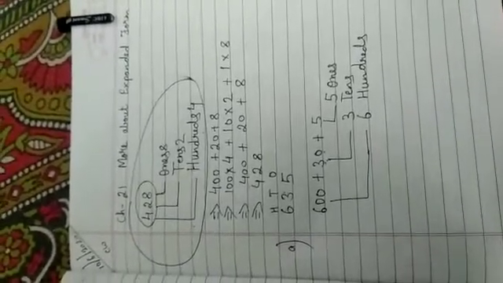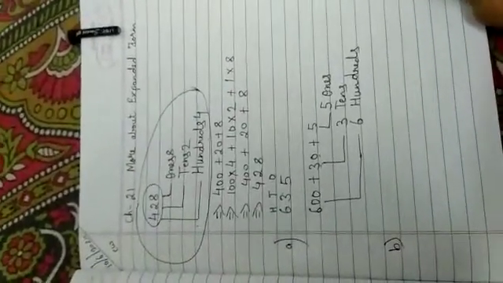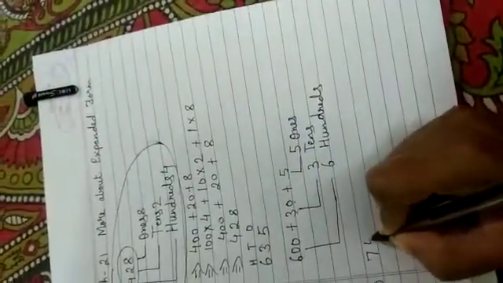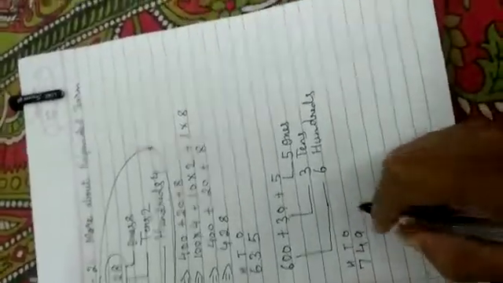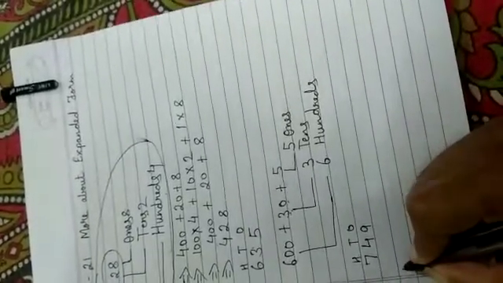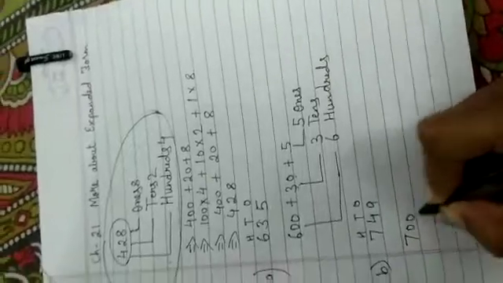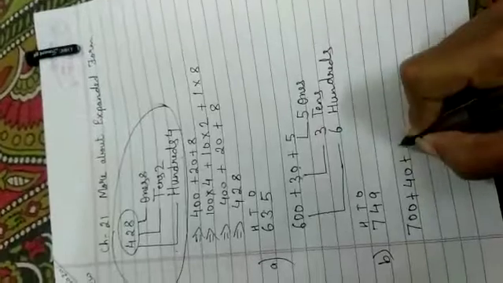I am explaining you one more so that you can do it by yourself. Okay? Try to do it by yourself. So, I am explaining you one more. 749. In the same process, you have to do this. See, here it is in hundreds place, tens, ones. So, 700 plus 40 plus 9.